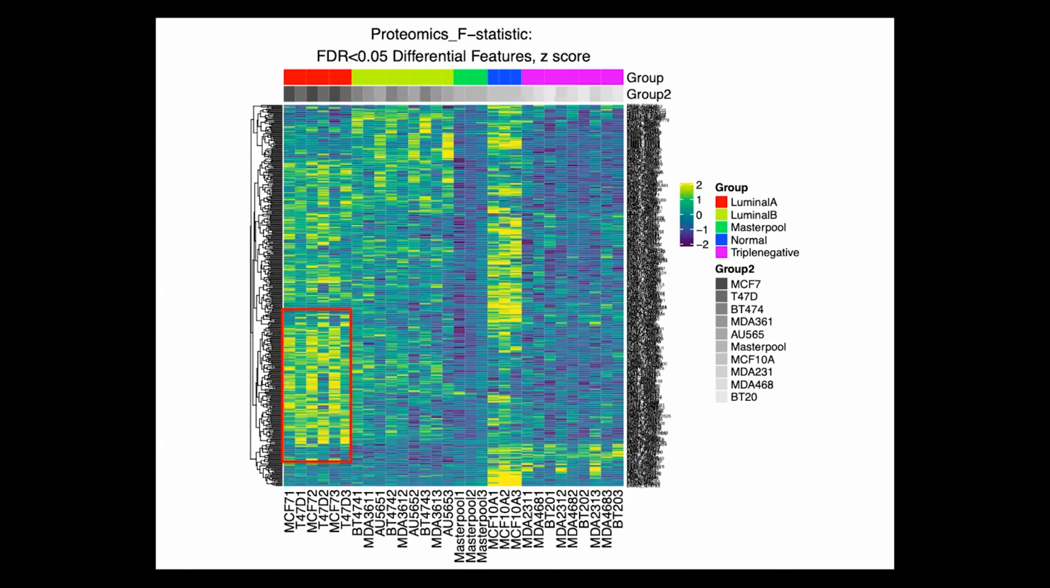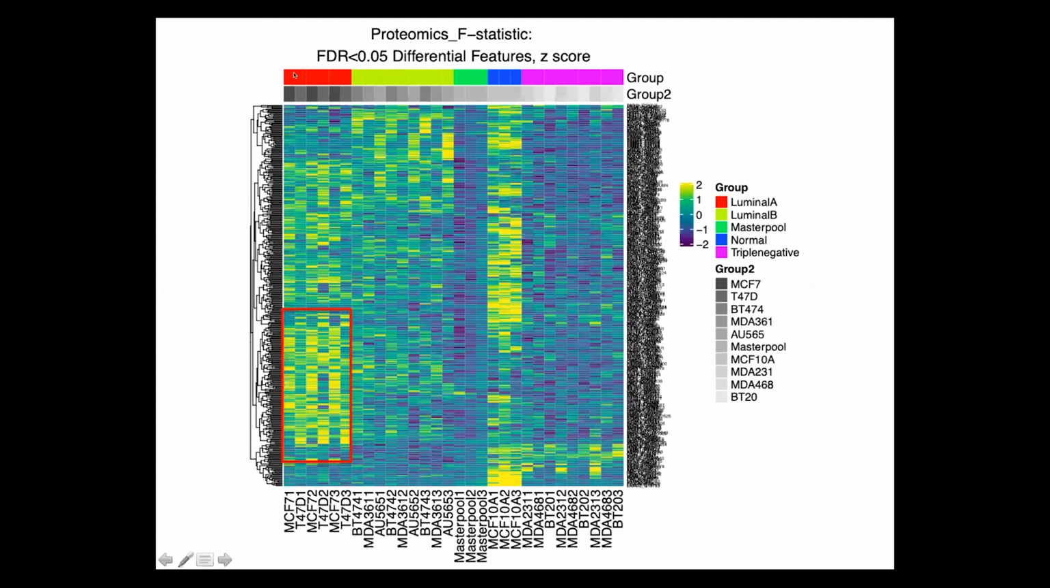Another really representative figure would be this heat map. To break it down a little bit, each of these lines is a protein. We found 693 proteins across the board. What we can see is that some of the proteins, which are bright yellow, are upregulated, meaning that there's a higher abundance of that protein on average in that subtype compared to the other subtypes. Downregulated proteins are seen in dark blue.